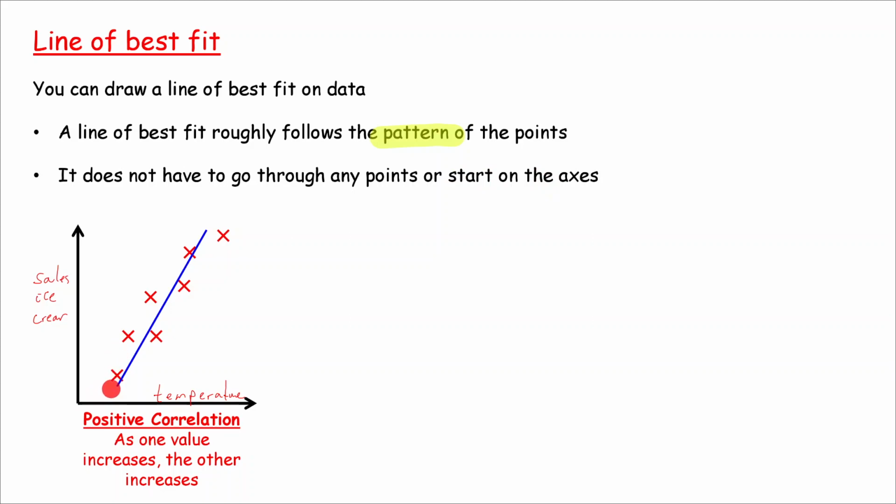Now, what is important with a line of best fit is it's got to have roughly the same amount of points either side. So you can see here's your line of best fit. You've got 1, 2, 3 points to this side of it, and over here you've got 1, 2, 3, 4. So it's splitting the points in half, okay? And it's showing the trend that's going on here.